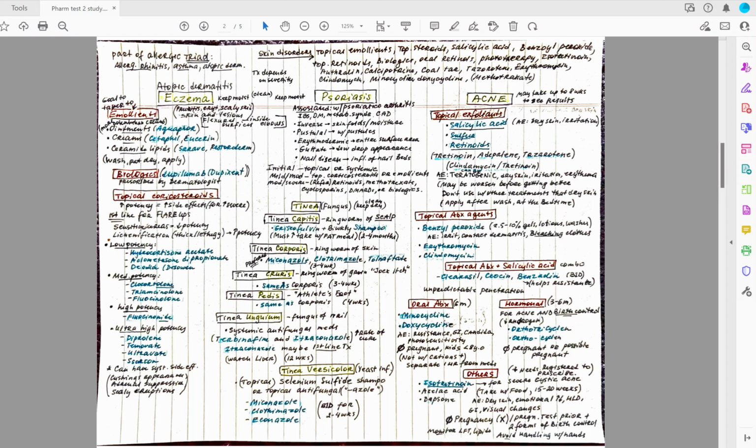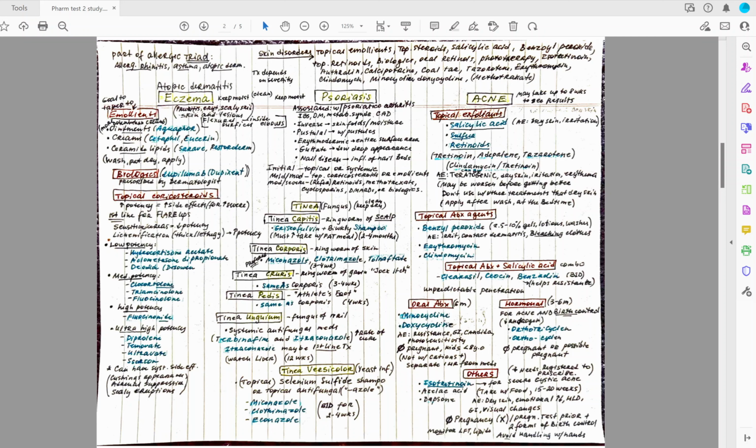So adverse reaction, it can be teratogenic. So avoid with pregnancy. Dry skin, irritation, of course. Don't use with other treatments like those treatments that dry the skin. You have to apply after washing at bedtime. Topical exfoliants.